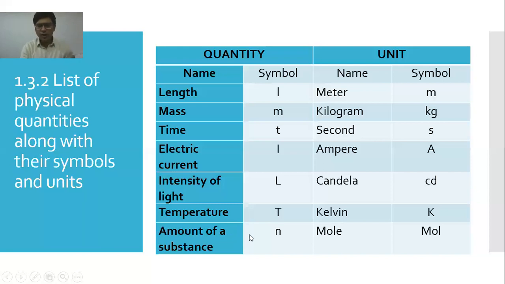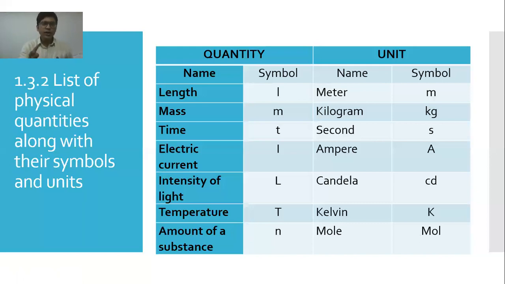Its symbol is small n and its unit is mole, with the symbol mol. Okay, so this is the list of base quantities which you have to remember. There are 7 in number. You have to remember all their names and their units along with their symbols. Now we will talk about the derived quantities.